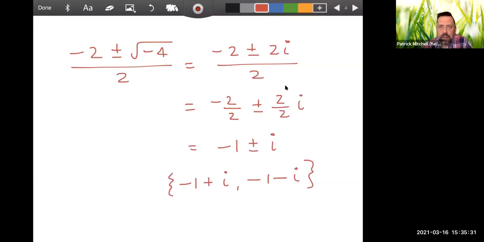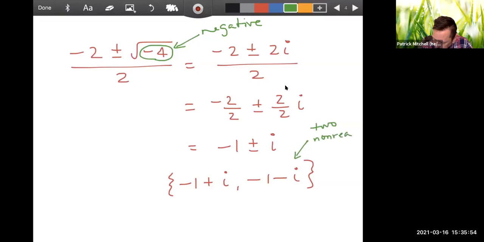Again, I can do it all on this screen. So the number under the square root is a negative 4, which is negative, and the solution set of this equation contains two non-real solutions. Keep that on the back burner for later. All right, one more quadratic formula example.